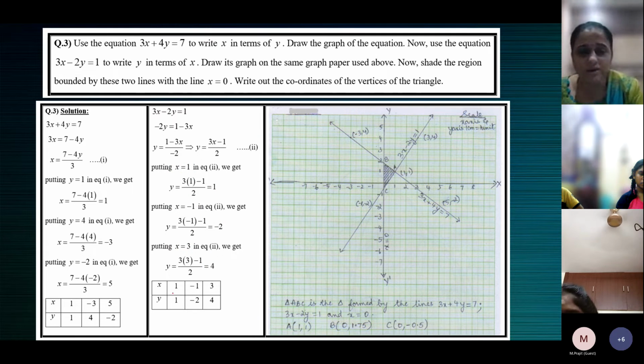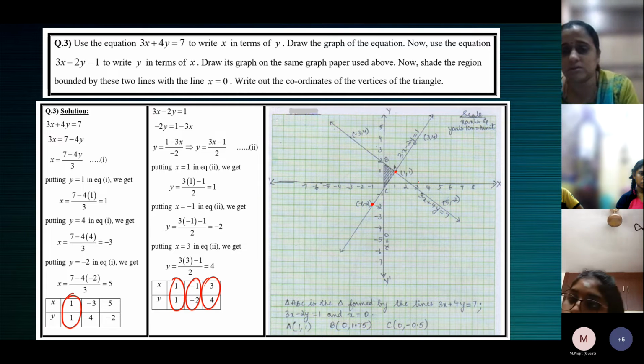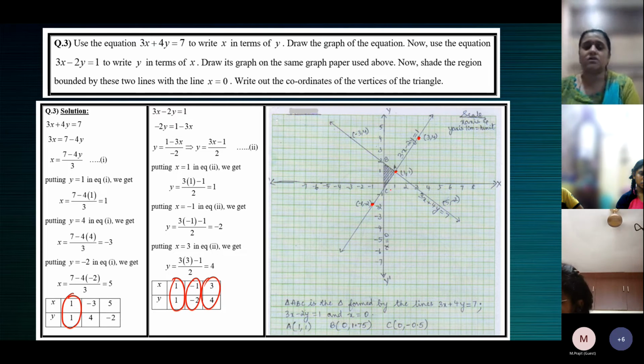Now plot these. Here we have 1, 1. Here also we have 1, 1. So it's the same point. -1, -2 here. And 3, 4 here. So again, join. You can see the straight line.